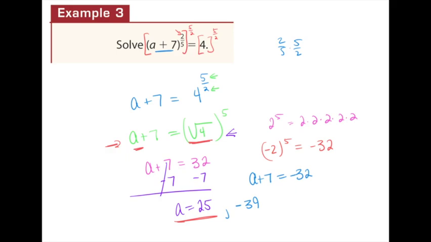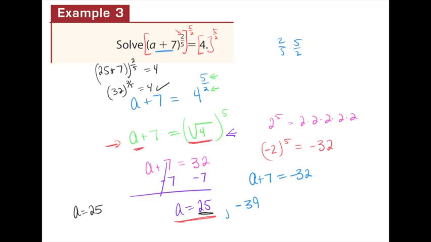So I'm going to check my answers and I'm going to say, well, I have A as 25, 25 plus 7 raised to the 2/5 equals 4, okay? That's 32 to the 2/5. The 5th root of 32 is 2. 2 squared is 4. That one works. So 25 is going to be an answer.